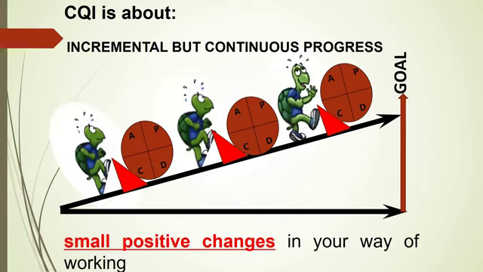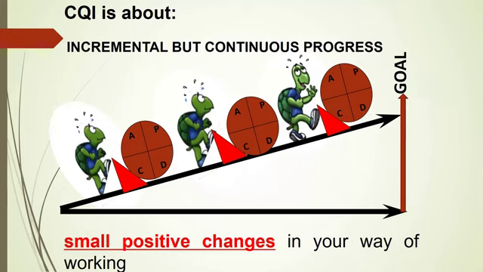So briefly, CQI is small positive changes that we make in our way of work. We can say it's a small, incremental, but continuous progress that we make at our work areas. Though small, it's incremental. Every day, a little bit higher in whatever we do. So that is basically what CQI is. Continuous quality improvement, meaning we continuously improve on whatever we do day by day until we reach our goal.